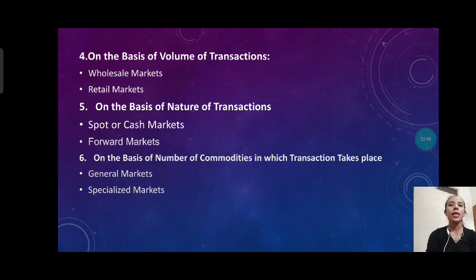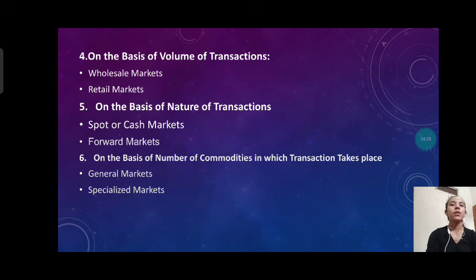And when we say retail markets, these are markets in which commodities are bought by and sold to the consumers as per their requirements. Transactions in these markets take place between retailers and consumers. The retailers purchase in the wholesale market and sell in small lots to the customers. These markets are very near to the consumers.